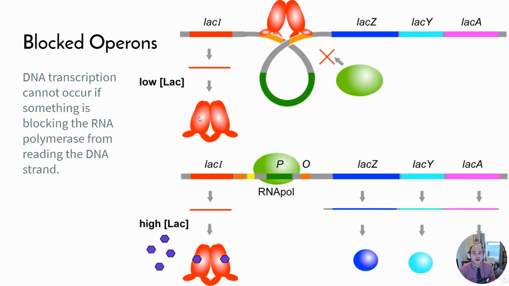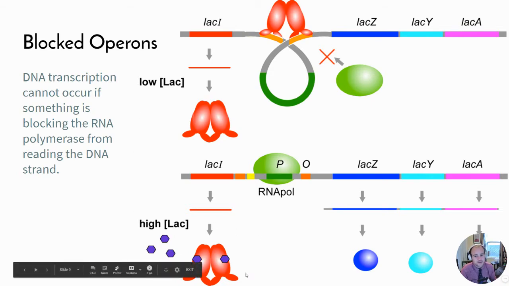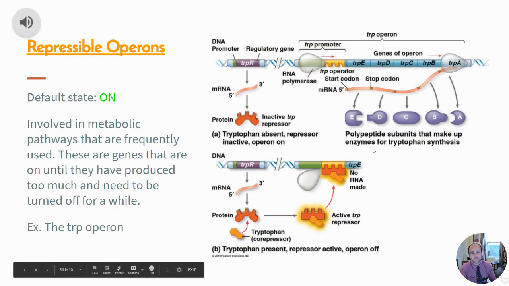So whenever an operon is blocked by a repressor, that means DNA transcription cannot occur. You can think of it as completely shutting off access to the DNA. And so our RNA polymerase can't actually read it. When there's a lot of lactose, however, those repressors get removed and we're free to make our protein.